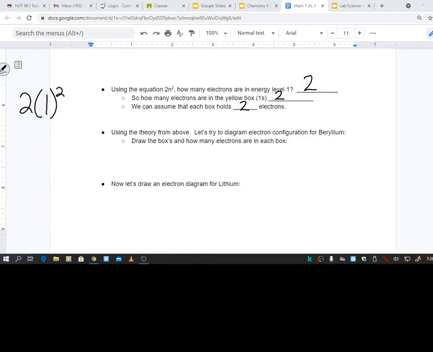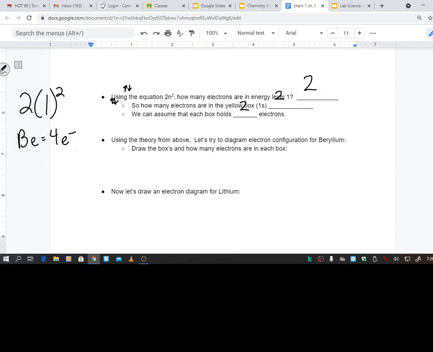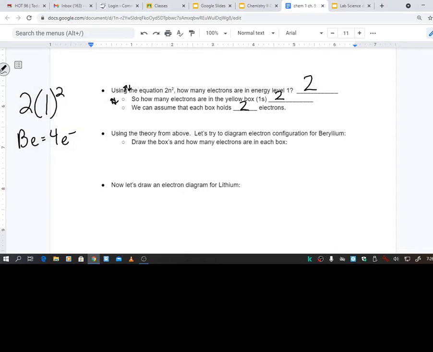So using the theory from above, let's try to diagram electron configuration for beryllium, which you guys are a little ahead of the game on this year, because when we did our pipe cleaner activity, I did this with you guys. I've never done that with previous years, so we've kind of seen this already. So let's see here for beryllium. If you look on your periodic table, it has 4 electrons. I'm going to scroll up here. 1, 2, 3, 4. There's beryllium, and you guys made beryllium at one point when we were doing that pipe cleaner activity.